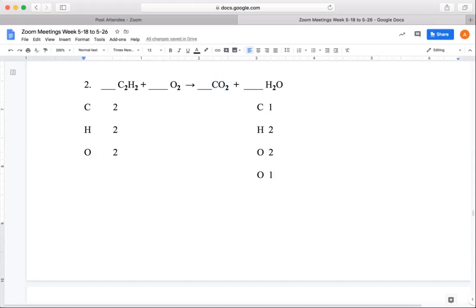So is this balanced? Meaning, is the number of carbon atoms the same on both sides? No, it's not. So we have to make it balanced. Put a 2 here, we also have to put in front of the oxygen, right?